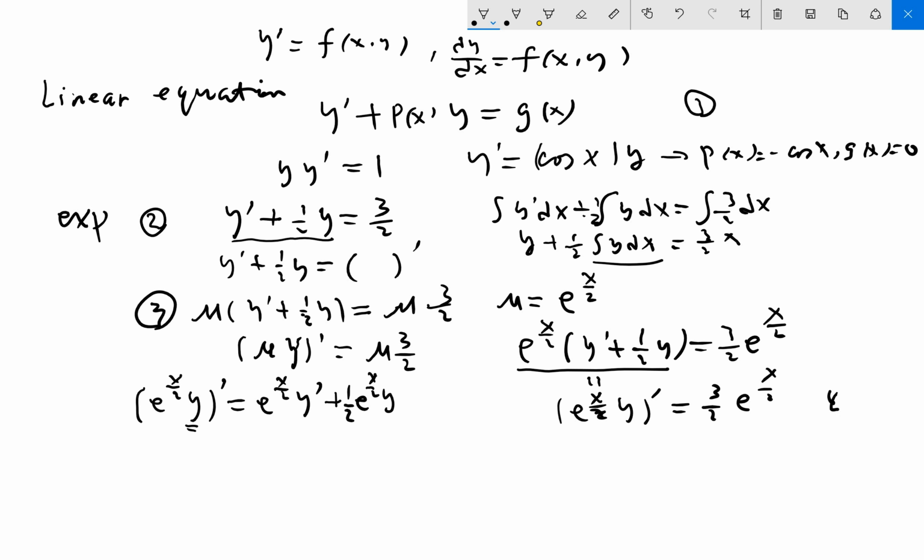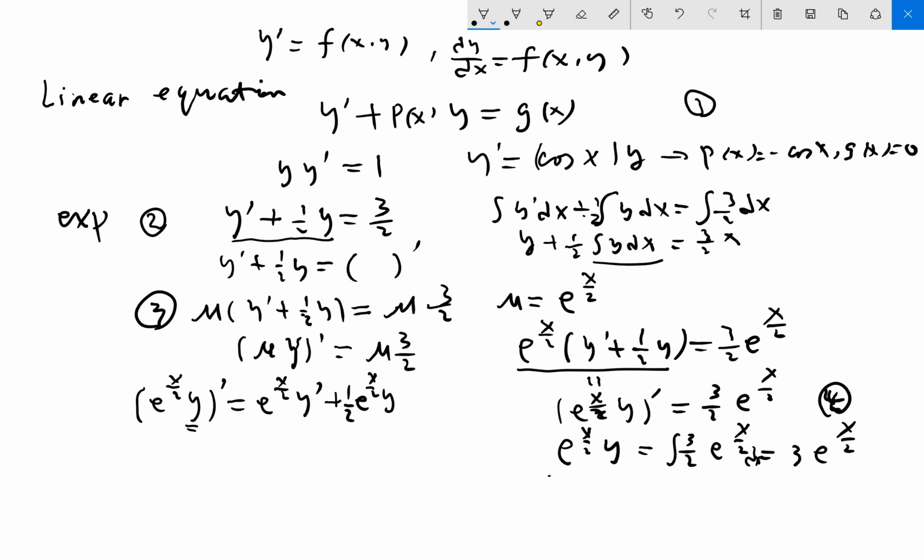If we call this equation 4, we integrate both sides of equation 4 and get e to the x over 2 times y equals the integral of 3/2 e to the x over 2, which gives you 3 e to the x over 2. Now, in this differential equations class, you need to be really good at integration. If you have a problem integrating this one, you need to go back and review your Calculus 2.